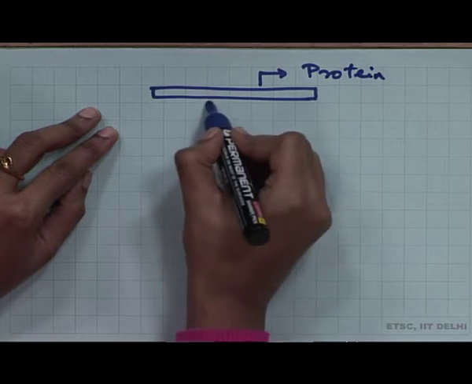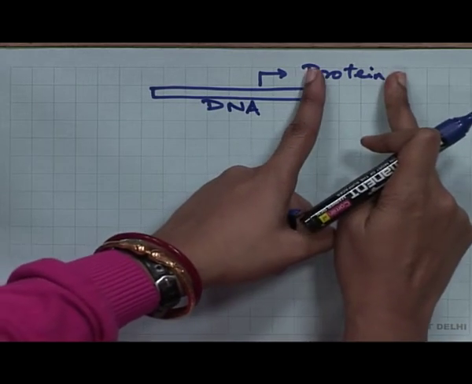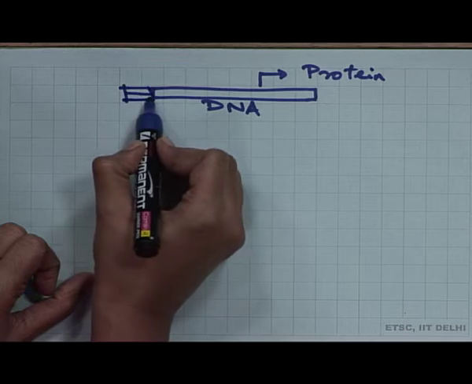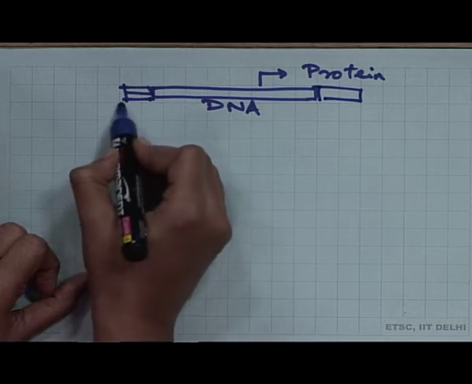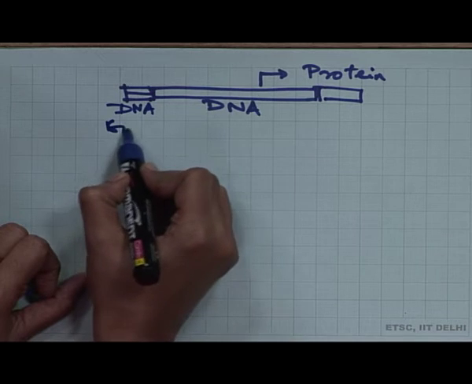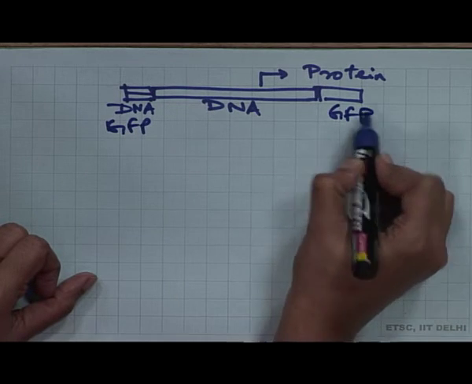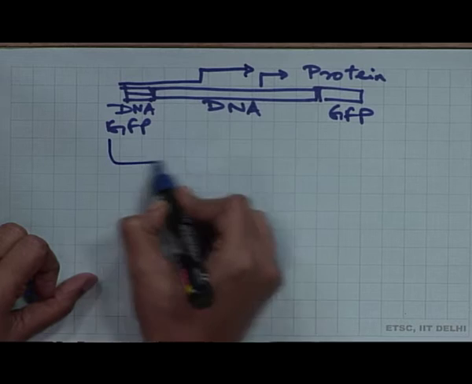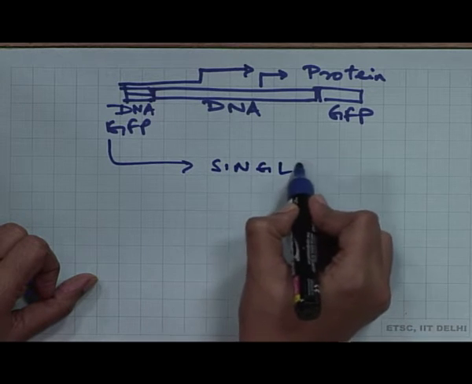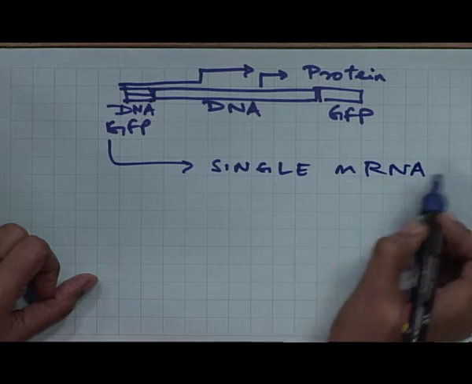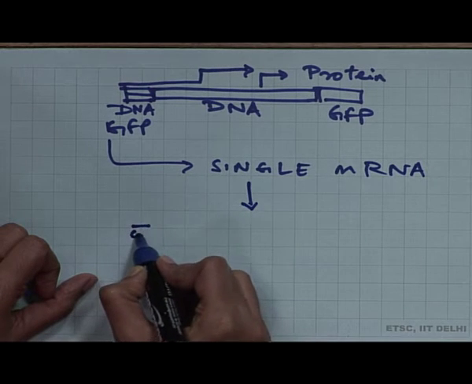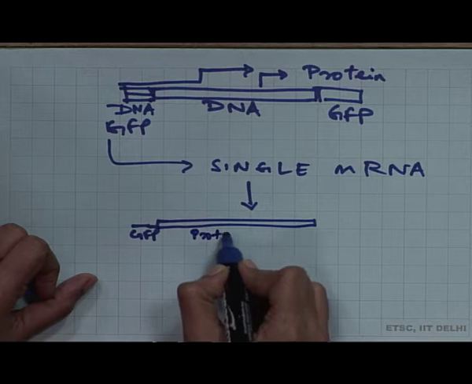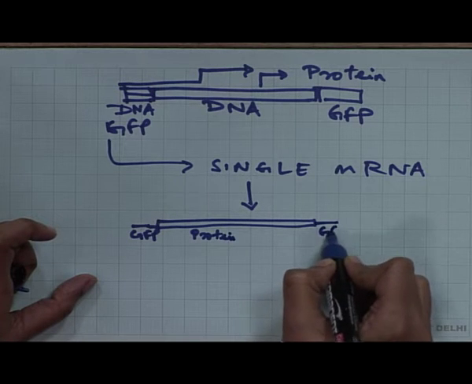And if you are able to then isolate out just that sequence of DNA that strictly corresponds to the protein that we would like to produce, and if we can insert in the front or at the back DNA that codes for GFP, then the whole thing would be transcribed as a single mRNA, which would be GFP with, say, the protein of our interest, right? And if you have GFP at the back, then it would be GFP here.